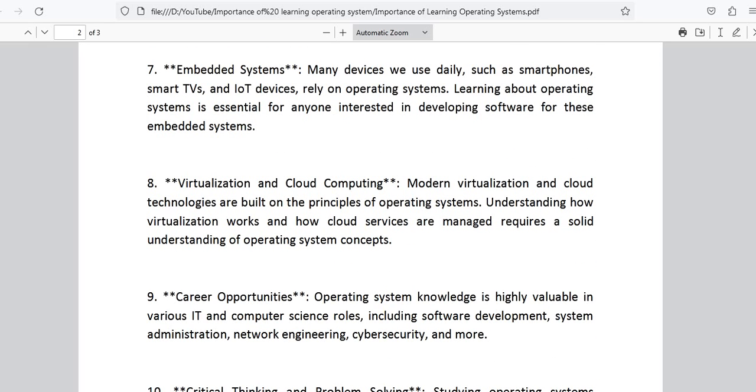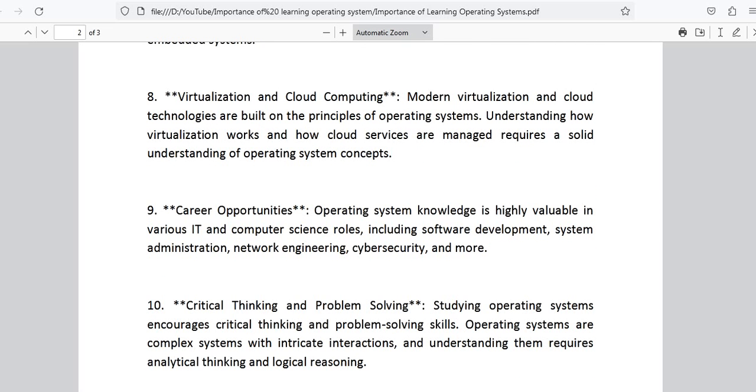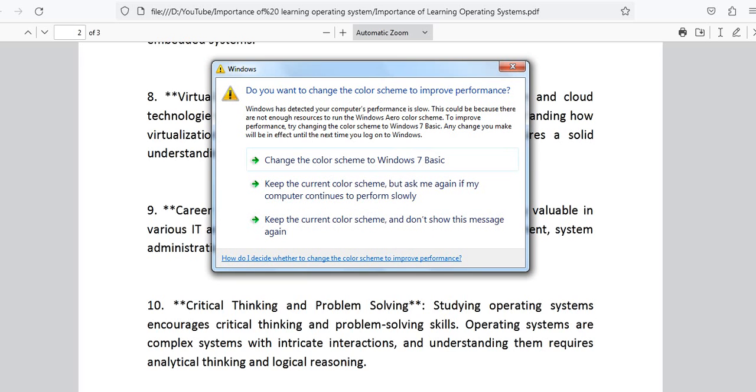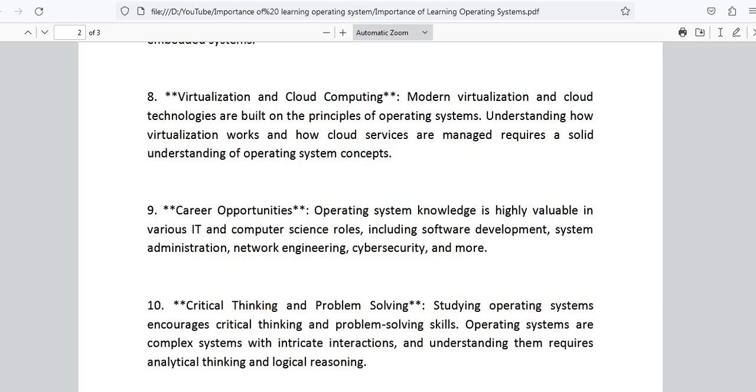Number 8, virtualization and cloud computing. Modern virtualization and cloud technologies are built on the principles of operating systems. Understanding how virtualization works and how cloud services are managed requires a solid understanding of operating system concepts. Number 9, career opportunities. Operating system knowledge is highly valuable in various IT and computer science roles, including software development, system administration, network engineering, cybersecurity, and more.